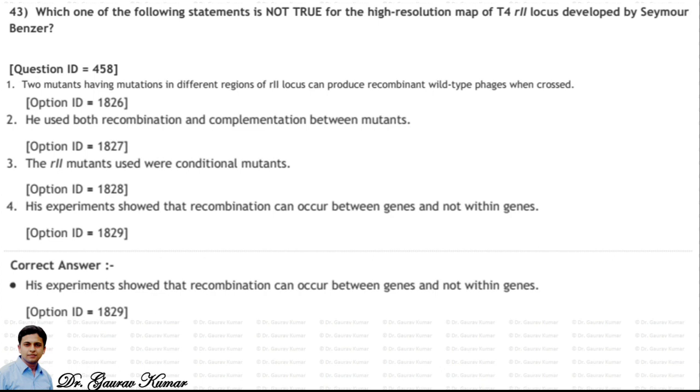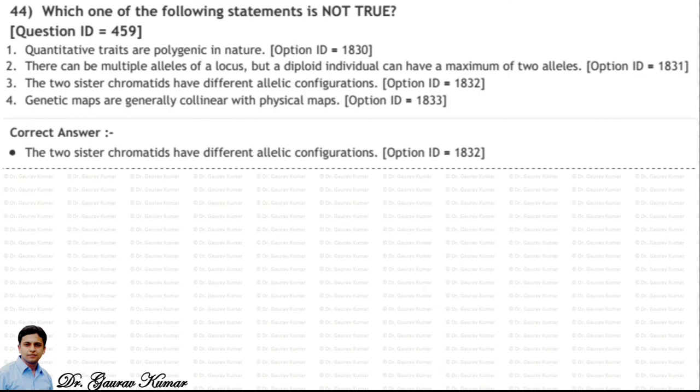So let's move to another question. Which one of the following is not true? You can just read out the options. The wrong answer was that the two sister chromatids have different allelic configuration. So this is a wrong statement.